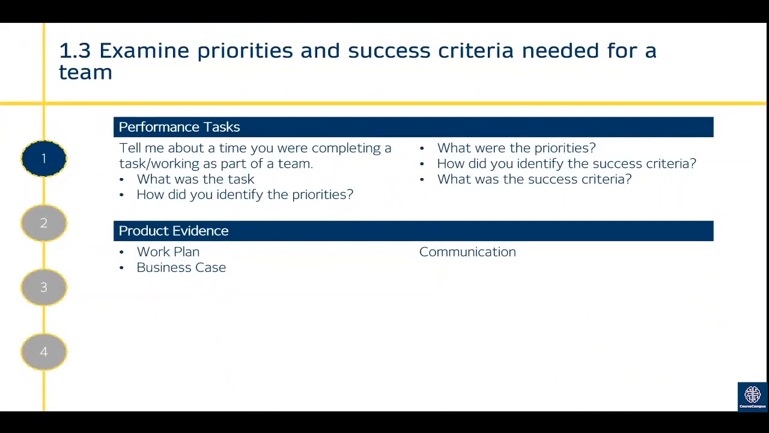1.3, examine priorities and success criteria needed for a team. So this should be maybe a broader goal, so maybe not one individual task, but maybe a group of tasks or activities that need completed, and you want to examine what is the success criteria. What does it mean if this task is successful? What would that look like?